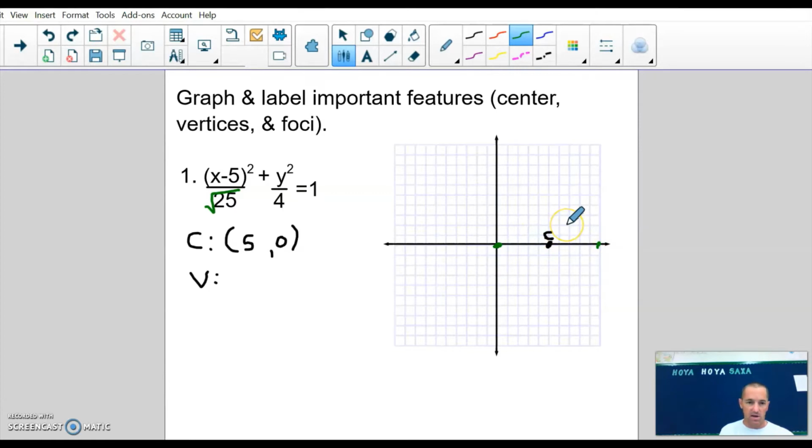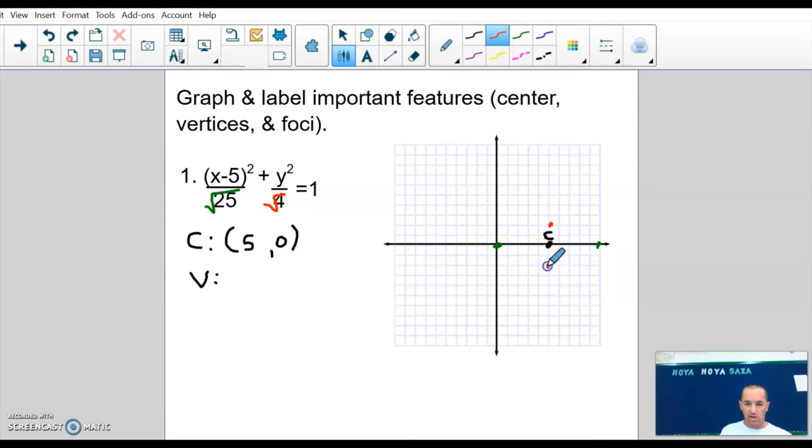We'll leave those 2 points there for a moment, and then we're going to look at this value, the 4. We'll take the square root of the 4, and we're going to get 2. Since that is underneath the y, we're going to go up and down 2 units. 1, 2.